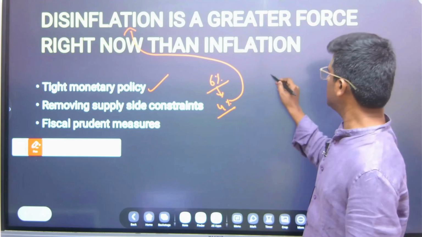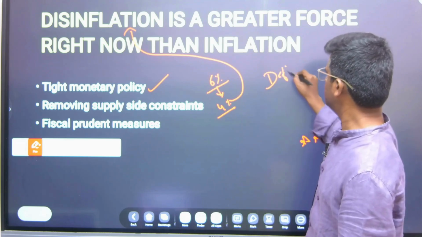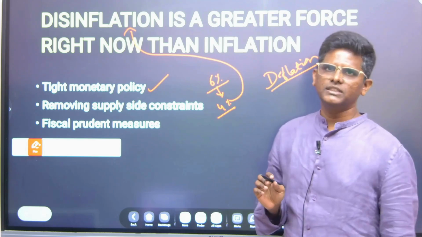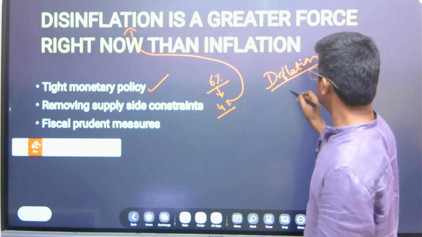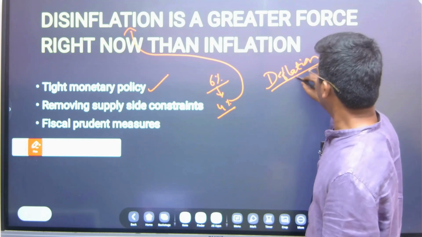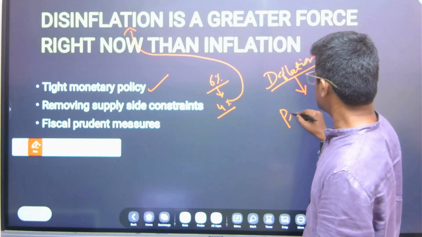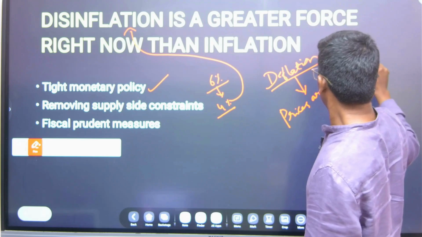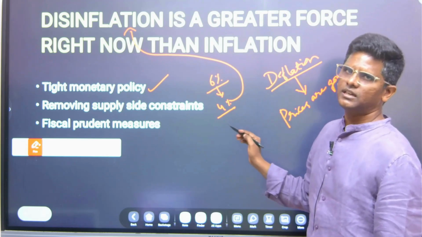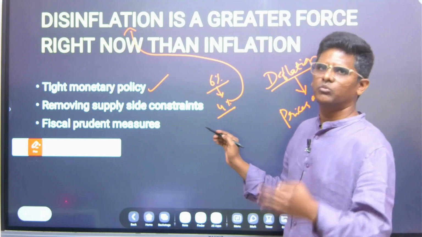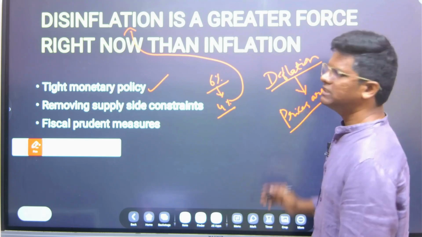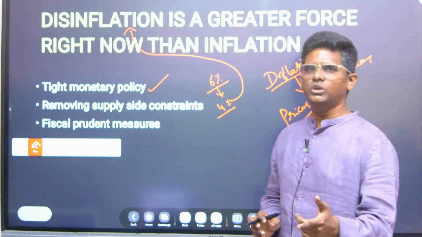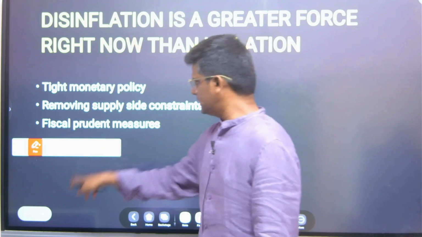We have another concept called deflation. Deflation is the opposite of inflation, where the prices are going down. In disinflation, prices are increasing but at a lower pace than before. But in deflation, the prices are going down, and deflation is considered to be generally bad, though there is also good deflation. We will see what they are a little later.